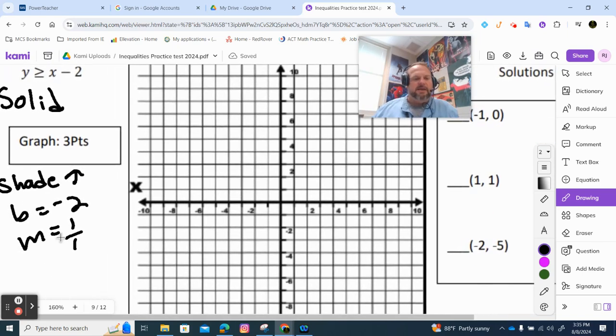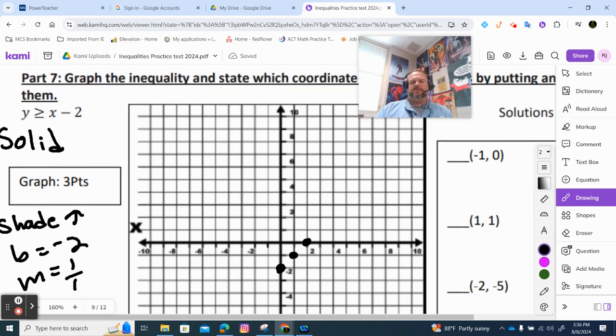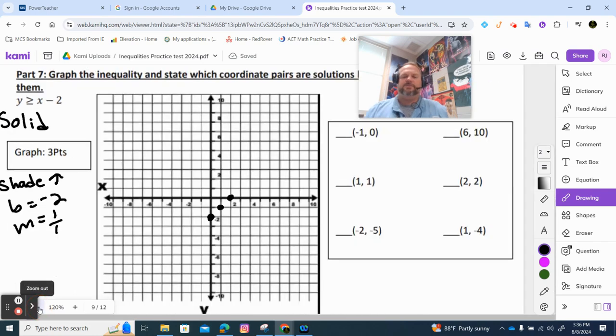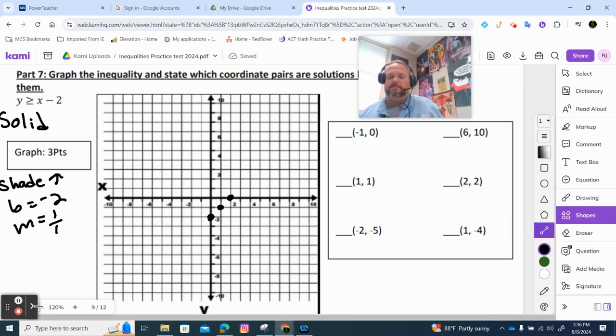So I am going to go to -2, which is right here. I'm going to go up 1 over 1. And I'm going to do it again because I'm going to make sure my line is really good. Okay. And I do have straight edges. Nobody has asked me for a straight edge yet. But I do have them.